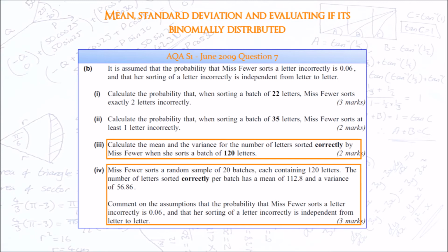And if we go back to earlier on, there's two possible outcomes, there's a fixed number of trials, so it must be that issue of independence that's breaking down. And this is why it's saying on the question, comment on the sorting of a letter incorrectly is independent from letter to letter. And I think in this question you'll find out that as they don't match up, we assume that it is not an independent event.